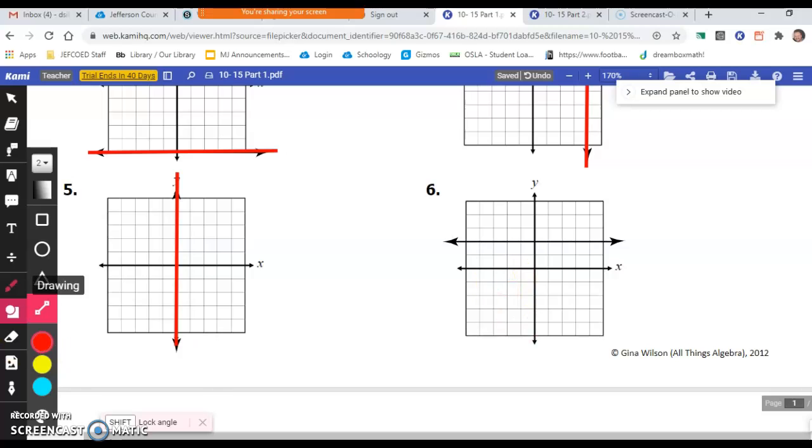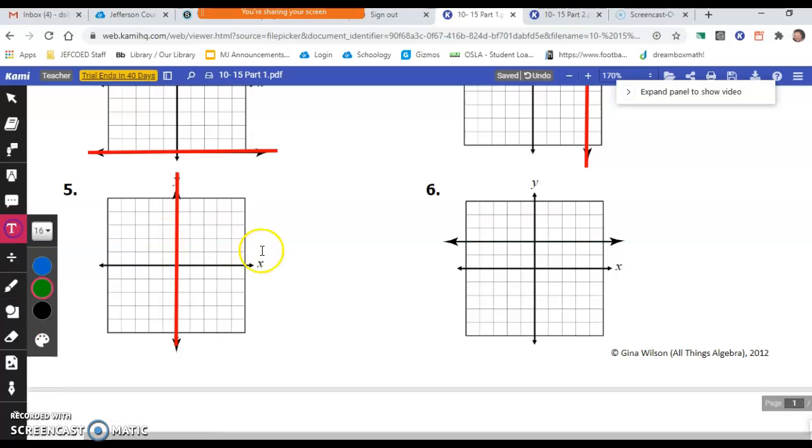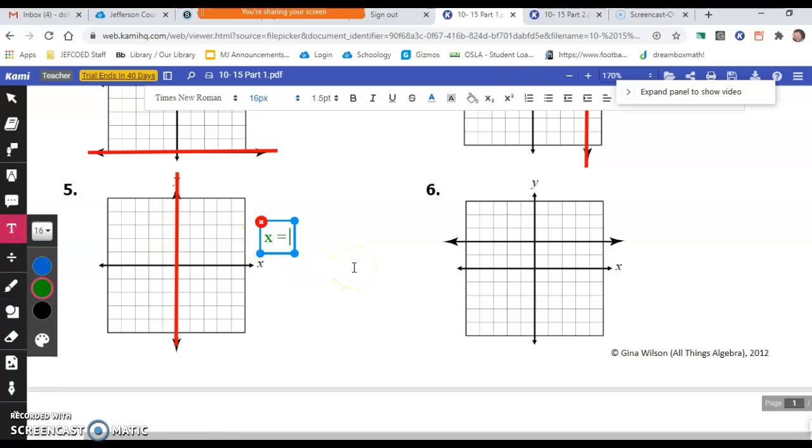It crosses the x-axis. Okay. At what? 0. So x, yes, you are correct with the 0. X equals 0. Does it cross the y-axis? Does it lay on the y-axis? Yes. Okay. All right. And number 6.